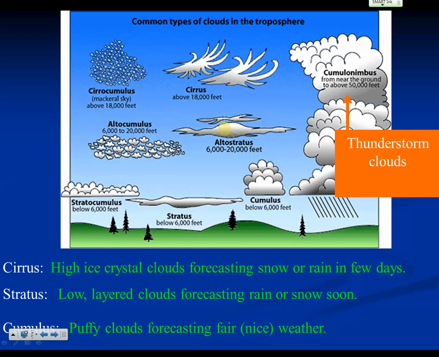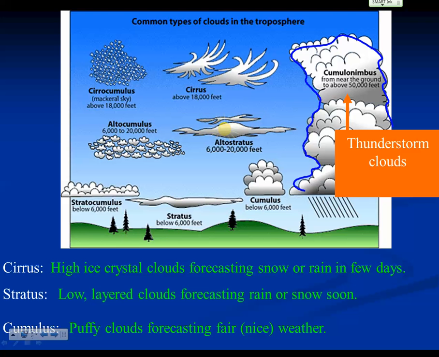Cumulus clouds, these are the puffy ones. Stay Puft Marshmallow Man clouds. And they forecast nice, stable, fair weather. And if you look on the far right, you'll see the cumulonimbus clouds. These are like cumulus clouds on steroids. And these clouds actually form at cold fronts, usually at cold fronts, where you get thunderstorms. They actually can go above the troposphere into the stratosphere, temporarily.